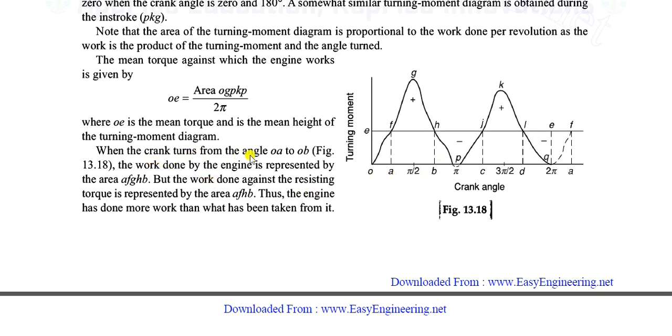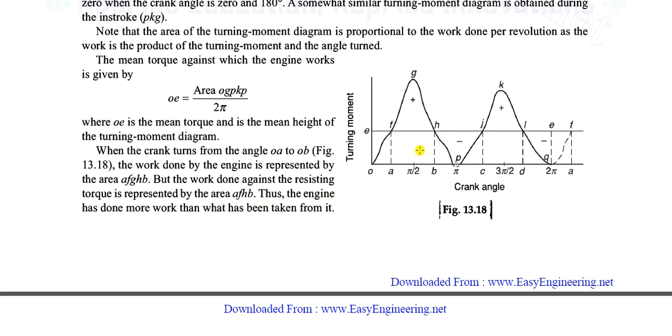So when the crank turns from angle OA to OB, the work done by the engine is represented by the area AFGHB. But the work done against the resisting torque is represented by the area AFHB. Thus the work means how much this is giving resisting torque.